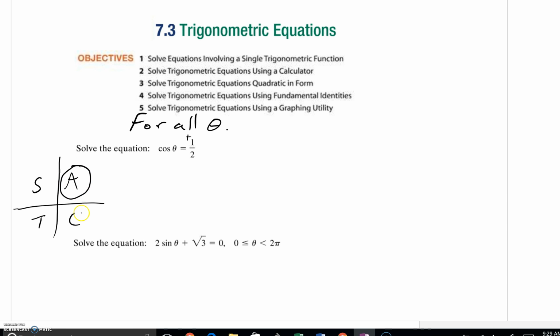In the first quadrant and in the fourth quadrant. That's what these letters are referring to. All, sine, tangent, and cosine. Those are the functions that are positive in those given quadrants. So what's going to happen then is I need to answer with a particular reference angle. What reference angle would make cosine equal 1/2? Pi over 3.